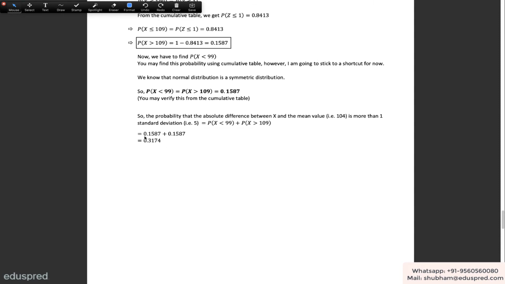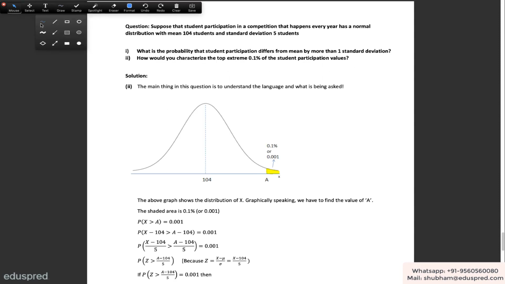Let's move to the second part of this question. For the second part, we have to utilize the same information, and now we have to answer this part. In this part, they are asking us, how would you characterize the top extreme 0.1% of the student participation values? So we are given the same information. That means we have the same random variable x that follows a normal distribution, the mean is 104, and the standard deviation is equal to 5. So the same information is applicable over here.